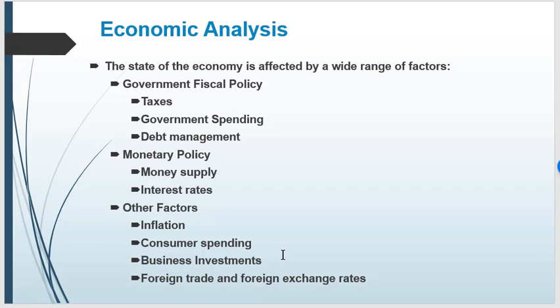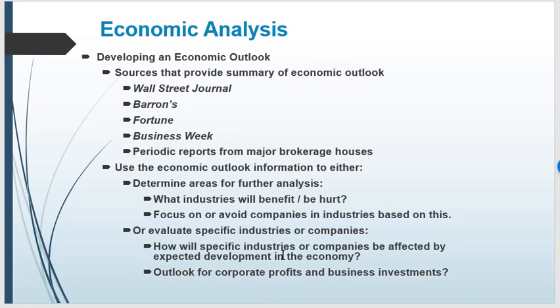Other factors then are things like inflation, consumer spending, business investments, foreign trade, foreign exchange rates. It would be nice if we could gather this information. And what we'll talk about later is how you actually can do this and where you can find this information. So how you develop this outlook is there's lots of sources that we can look at that will give us analysis, if you will, of where the economy is and where it's going to go.